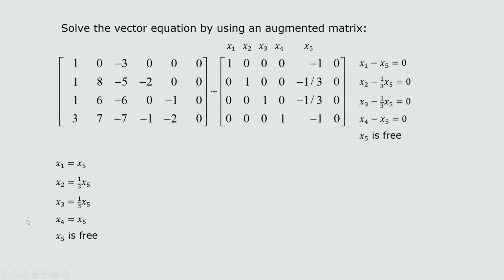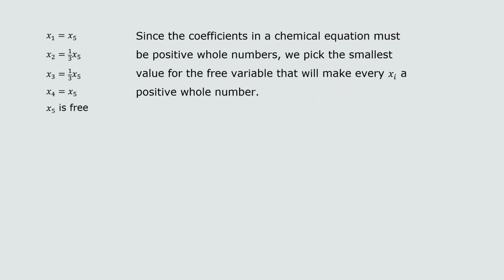So now here's a key idea when you're balancing chemical equations. Since the coefficients in a chemical equation must be positive whole numbers, in other words, you cannot split atoms, so you cannot have parts of each compound. So you have to have positive whole numbers as the coefficients. So we pick the smallest value for the free variable that will make every xi a positive whole number.